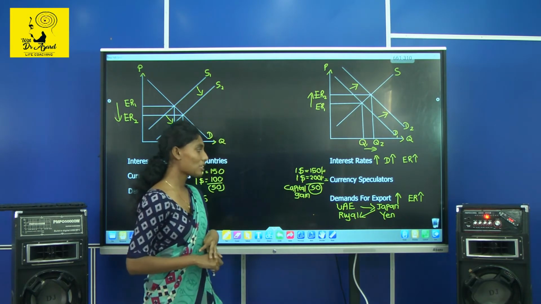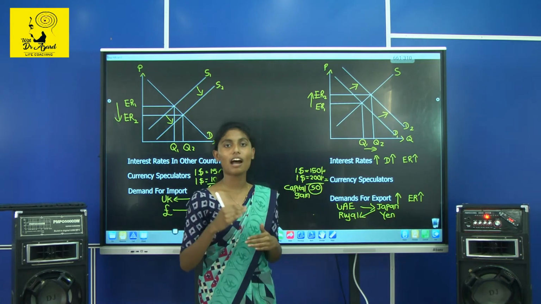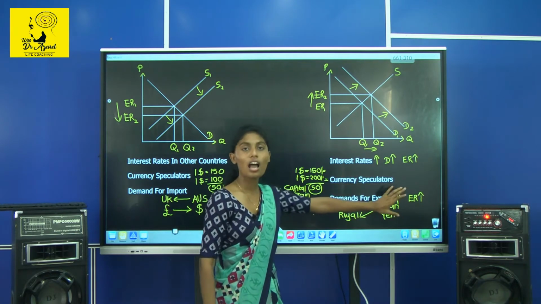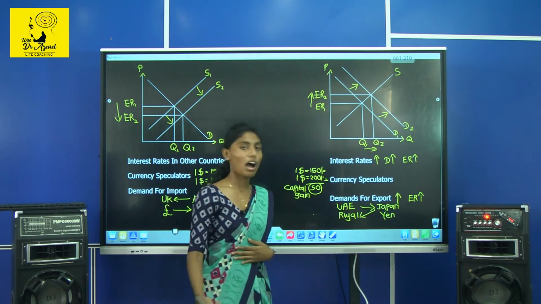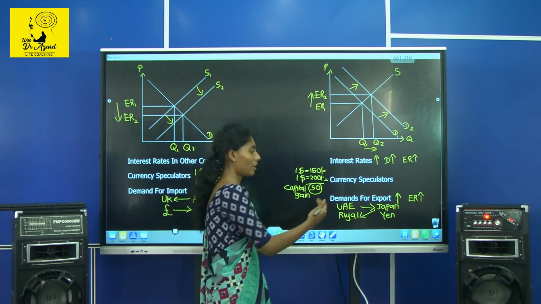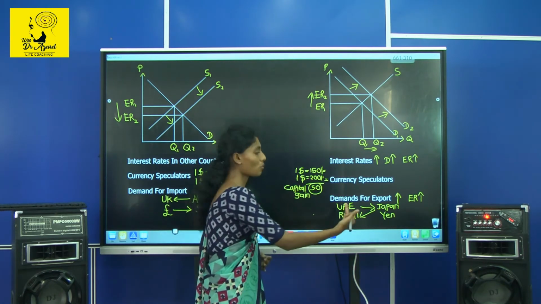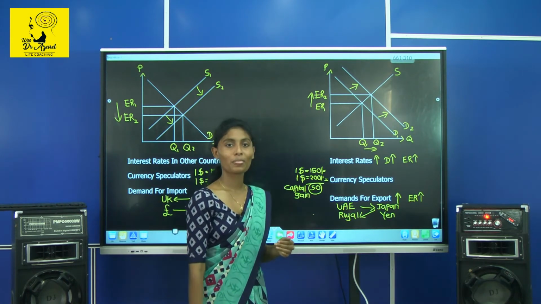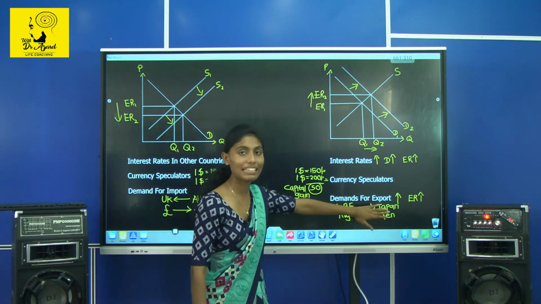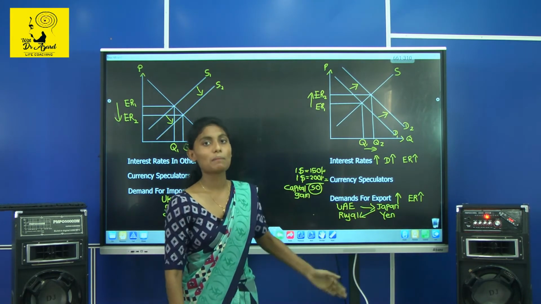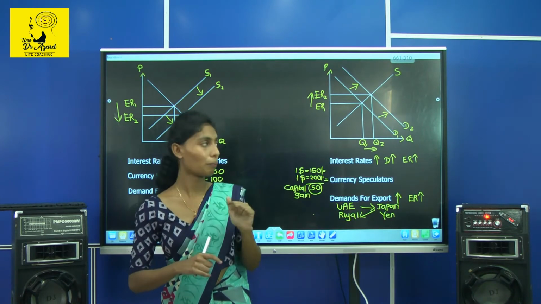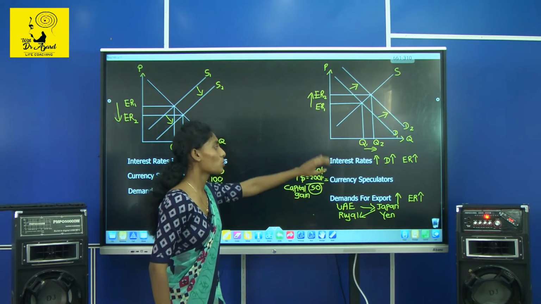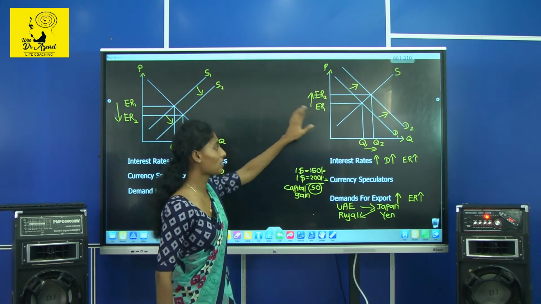Then we come to exports. What do you mean by export? When we send our goods to other countries, that we call export. When our exports are increasing, our exchange rate is also increasing. How? For example, United Arab Emirates is ordering goods from Japan, Japanese radios. So the Japanese people have to be paid in the riyal. So we have interest rates, currency speculators and demand for exports, and all these things affect the demand for the currency.